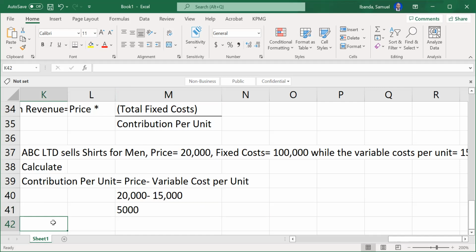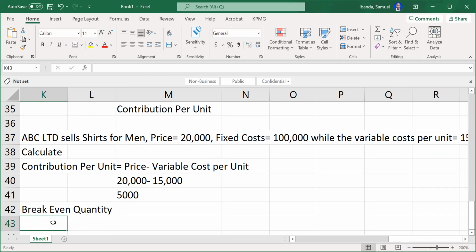Now, the other question you ask yourself is, what will be the break-even quantity for such a company?